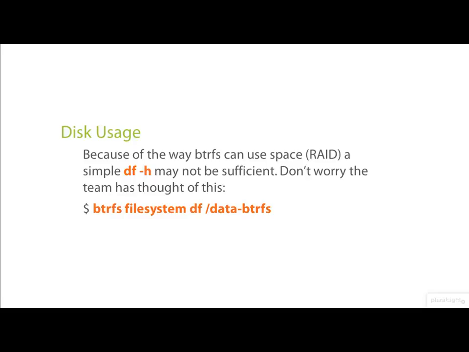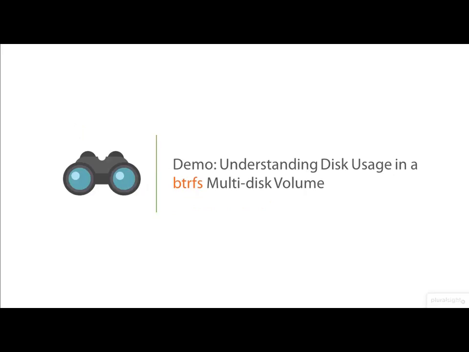But when we start using RAID devices, just because we've got three 1 gigabyte drives within our volume doesn't mean we have 3 gigabytes of disk space. So the output that we might get from df -h, our normal utility, may not be sufficient to show us the available disk space. We really should look at btrfs file system and then df, and specify the volume that we want to look at.